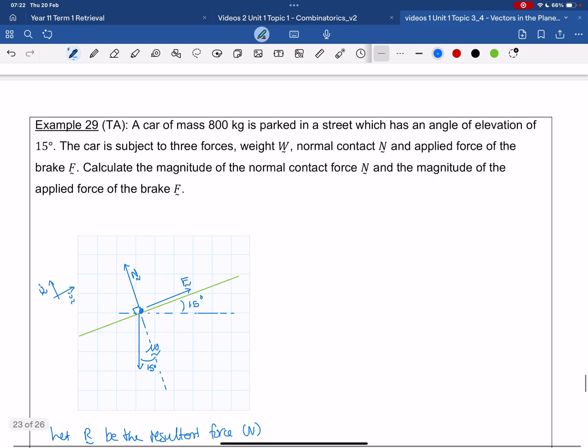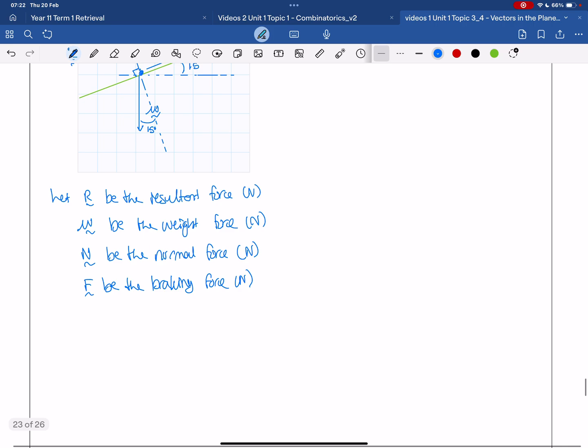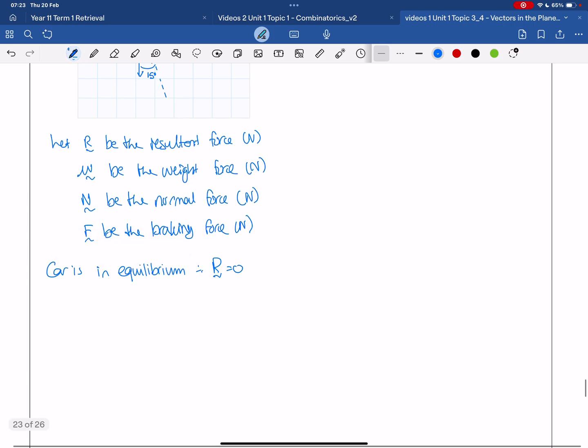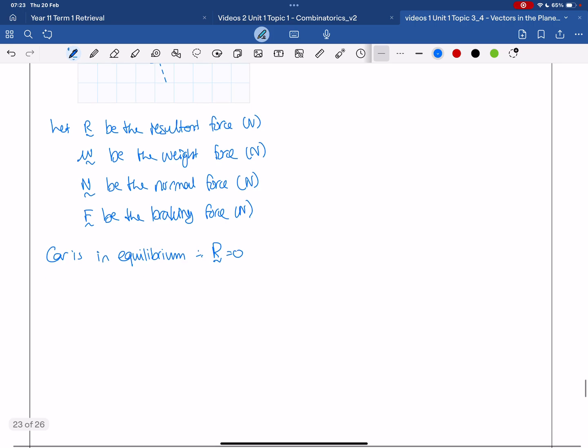And we now know that this car is parked. If my object is stationary or moving in constant motion, my object is in equilibrium, which means my resultant force is equal to 0. Okay, so I'm going to say car is in equilibrium, therefore R is equal to 0. Okay, it's really important that we're writing that, okay? All right, so let's see what each of these are. So R is 0I plus 0J.